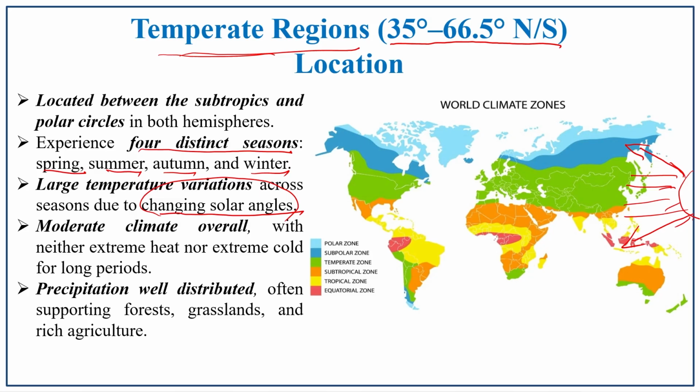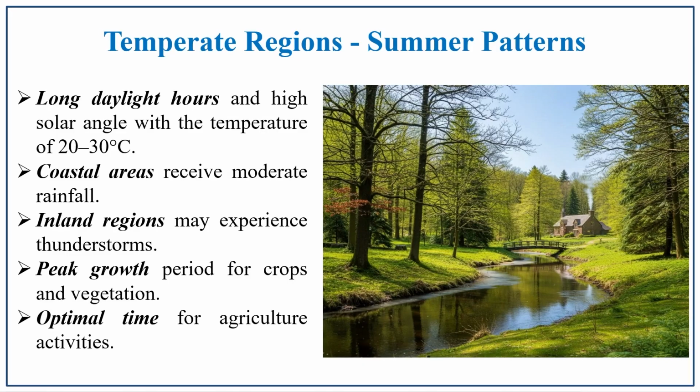The precipitation is well distributed and often supports what? Forest, grassland and rich agriculture. So, again diversified vegetation is distributed because of the precipitation received by this region. Summer pattern: how will the summer be in this temperate region?